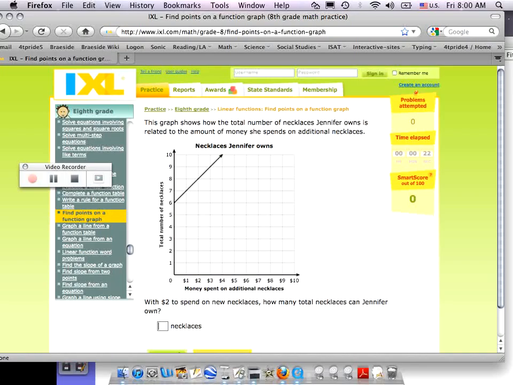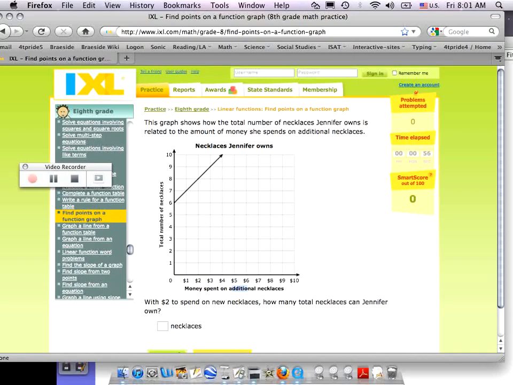X-axis, money she spent on the additional necklaces. Y-axis, total number of necklaces. With $2 to spend on new necklaces, how many total necklaces can Jennifer own? Oh, wait a minute. It shows the total number of necklaces Jennifer owns related to the amount of money. Okay, so we have total number of necklaces with $2 to spend on new necklaces.